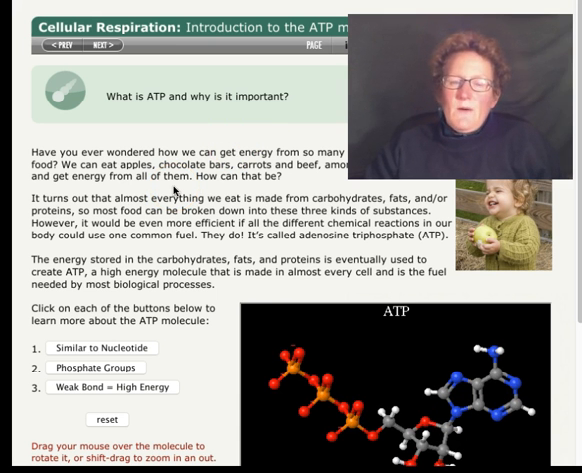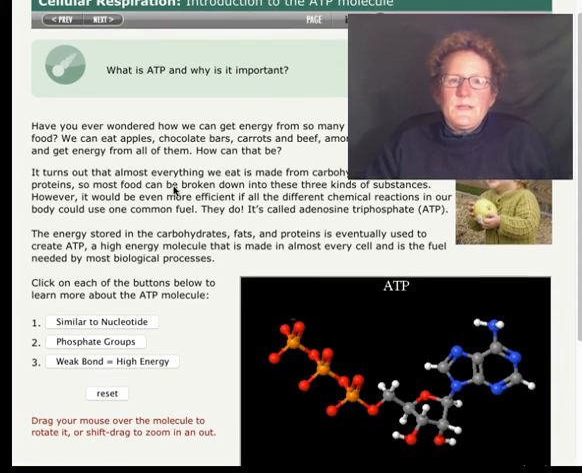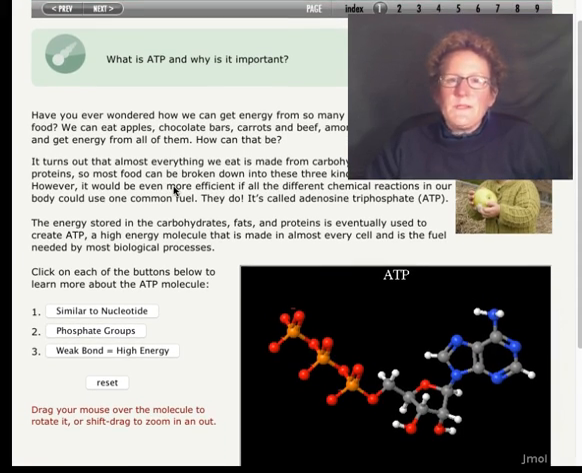Have you ever wondered how we can get energy from so many different kinds of foods? We can break down the energy in apples, chocolate bars, carrots, beef. It turns out almost everything we eat is made from carbohydrates, fats, or proteins, so most food can be broken down into these 3 kinds of substances. However, it would be even more efficient if all the different chemical reactions in our body could use one common fuel. They do. It's called adenosine triphosphate.